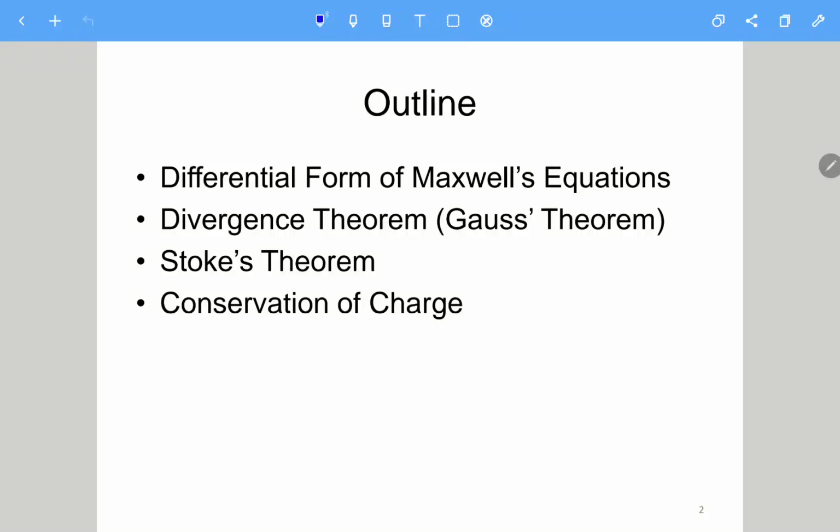So this is the outline. First I will talk about the differential form of the Maxwell equations, and also I will introduce two theorems. One is called the Divergence Theorem, or we can also call it Gaussian Theorem. Another one is called the Flux Theorem. With these two theorems, we are able to derive the Maxwell equations from integral form to differential form. And also, the Maxwell equations are related to the conservation of charge.